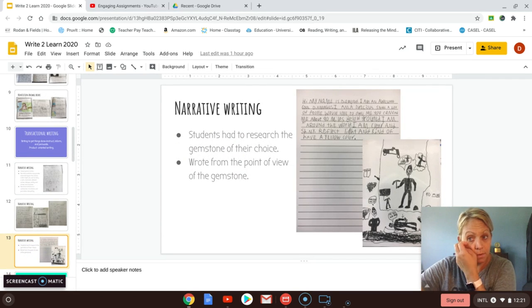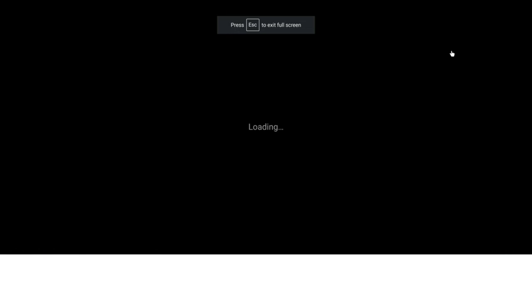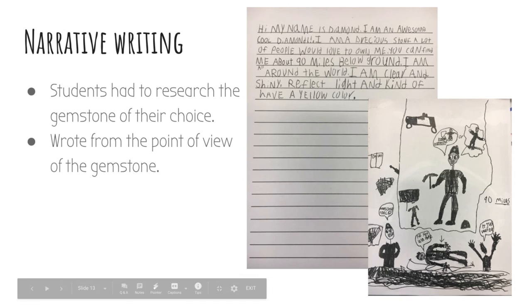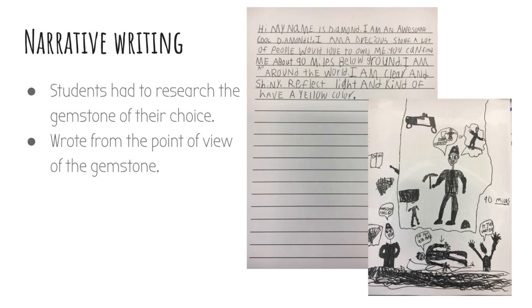Here's another example from a couple of years ago. This class published a book. They decided as a class they wanted to research gemstones. They each picked a gemstone and wrote from the perspective of the gem to teach about themselves.